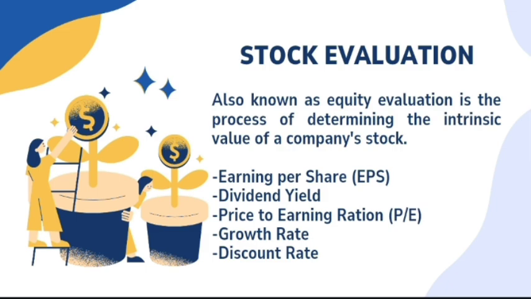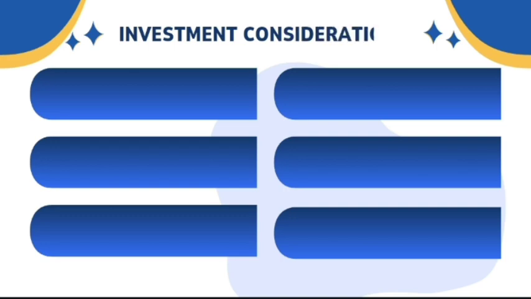The growth rate is a financial metric that represents the rate of change in a company's financial performance, such as revenue, earnings, or dividends, over a specific period of time. It's typically expressed as a percentage and can be calculated using historical data or projected future performance. A high growth rate indicates that a company's financial performance is improving rapidly, while a low growth rate may indicate slower or stagnant performance.